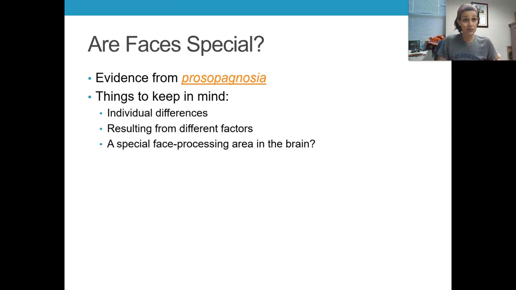So we could have some individual differences. Additionally, the prosopagnosia that comes from brain damage might look a little bit different from the prosopagnosia that comes from something like autism spectrum disorder. And then finally, I want to raise the notion of a special face processing area in the brain.